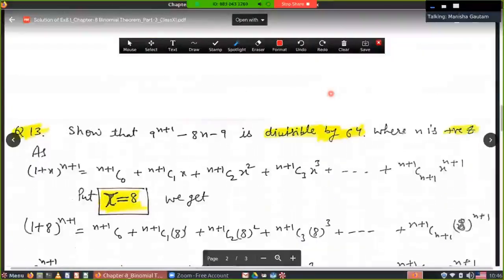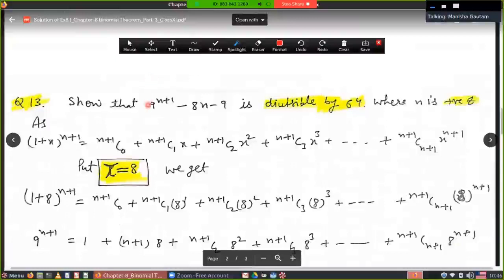Here in the second question, question number 13, show that 9 to the power n plus 1 minus 8n minus 9 is divisible by 64, where n is a positive integer. As we know the binomial expansion, in that binomial expansion, we can replace the first quantity by 1 and the second quantity by x. And now expand this expansion, you will get (n plus 1)C0, (n plus 1)C1 x plus (n plus 1)C2 x square, and so on.